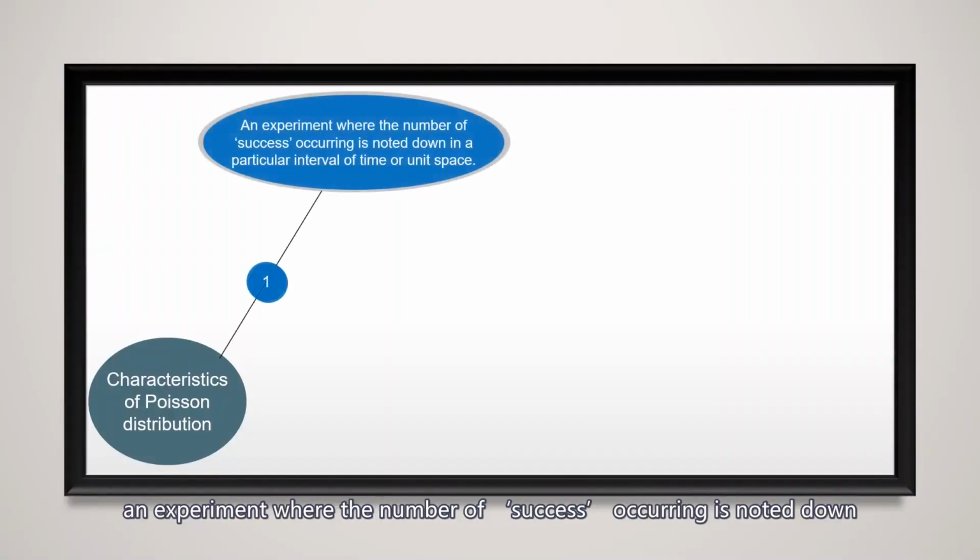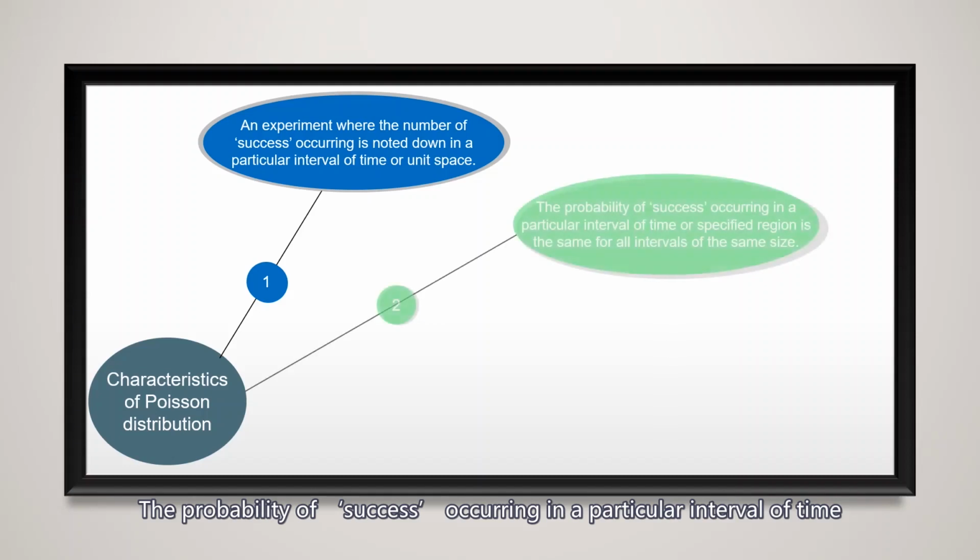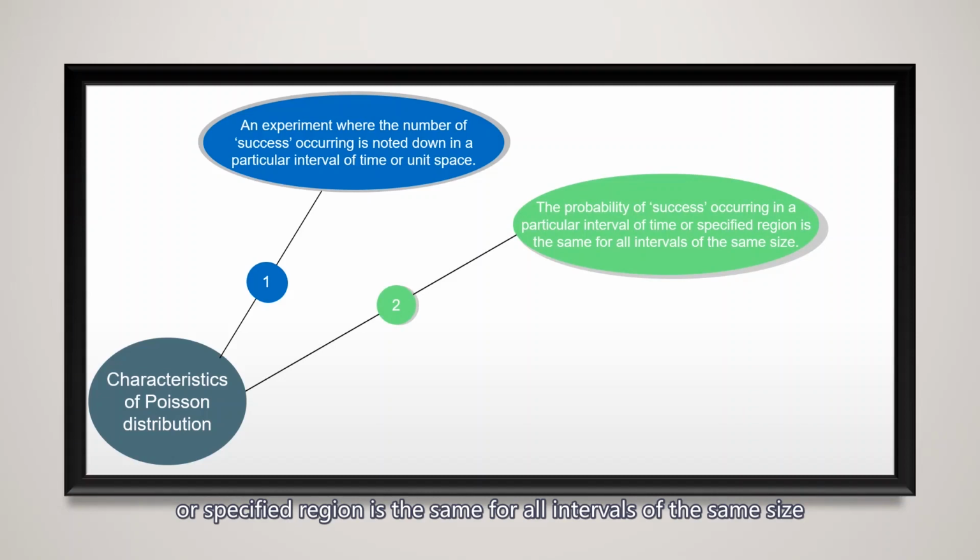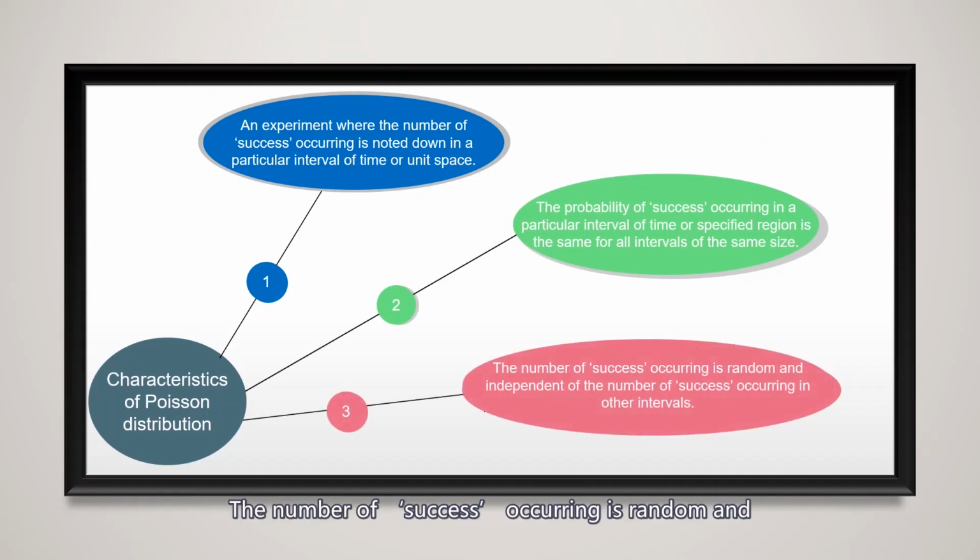The characteristics of Poisson distributions are: an experiment where the number of successes occurring is noted down in a particular interval of time or unit space. The probability of success occurring in a particular interval of time or specific region is the same for all intervals of the same size. The number of successes occurring is random and independent of the number of successes occurring in other intervals.